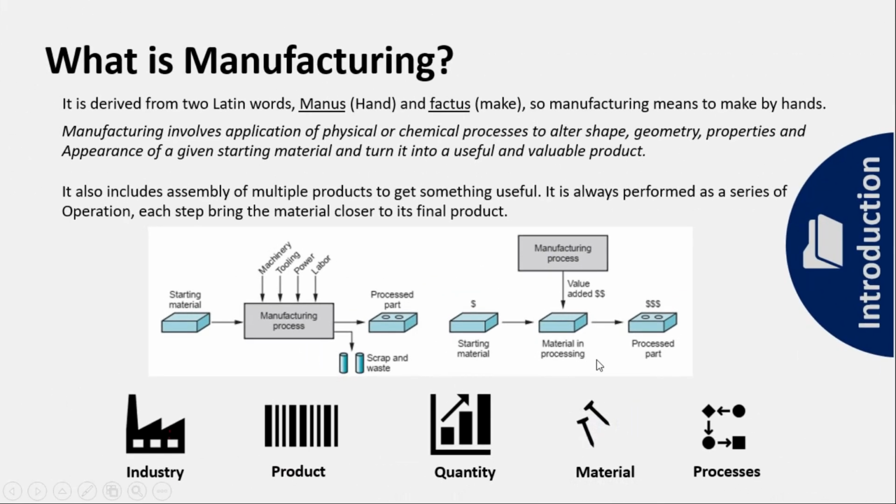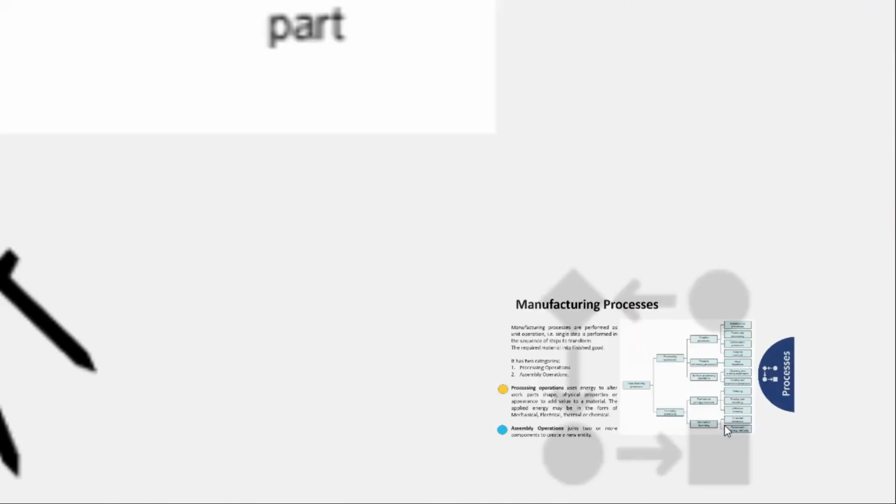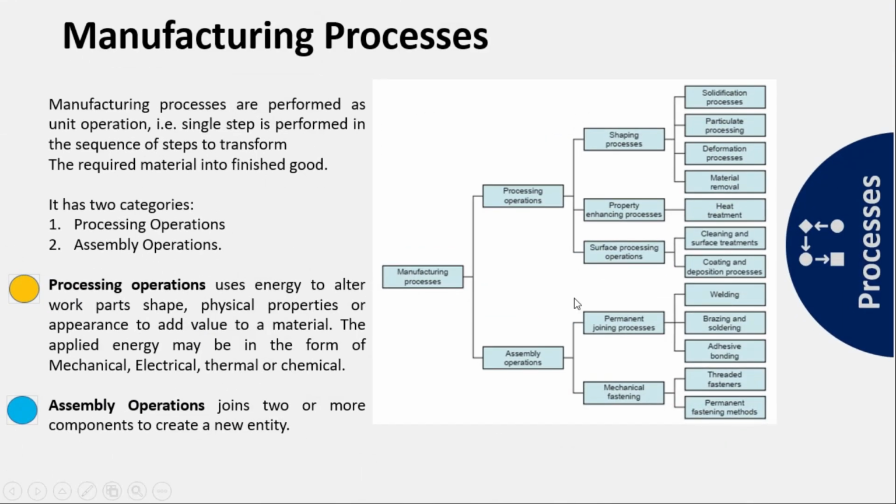And the last one can be classified based on the processes that are involved here. Manufacturing processes are performed as unit operations, that is, a single step is performed in a sequence of steps to transform the required material into finished goods. So manufacturing processes are not performed all at once either. Instead it is performed stepwise. So it has two categories, as we discussed briefly earlier: the processing operation and the assembly operation.